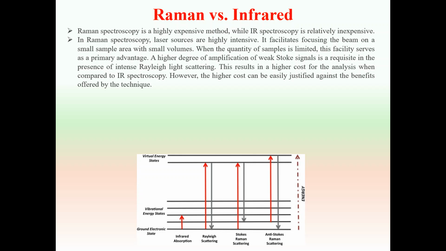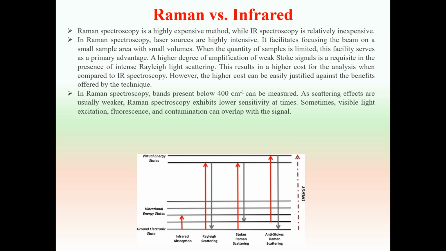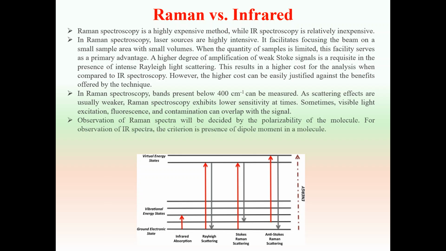However, the higher cost can be easily justified against the benefit offered by the Raman techniques. So in Raman spectroscopy, bands present below 400 per centimeter can be measured, as the scattering effects are usually weak. So Raman spectroscopy exhibits low sensitivity at times. So sometimes visible light excitation, fluorescence, and contaminations can overlap with the signal.